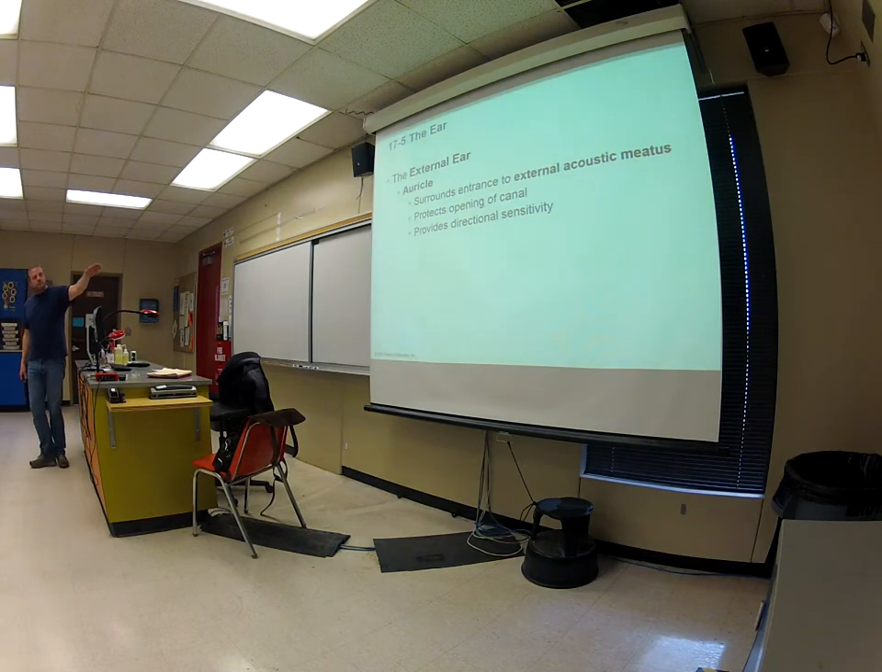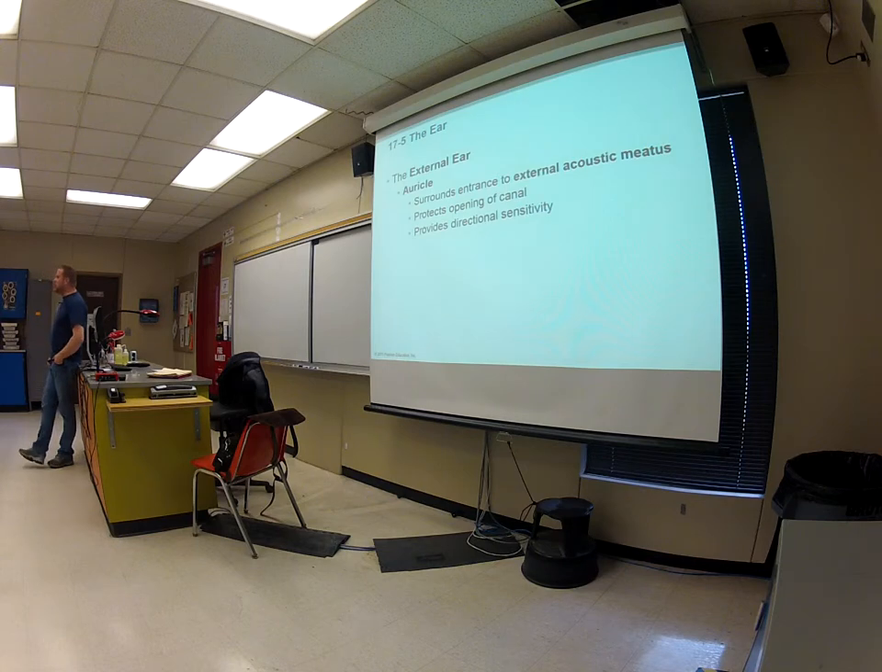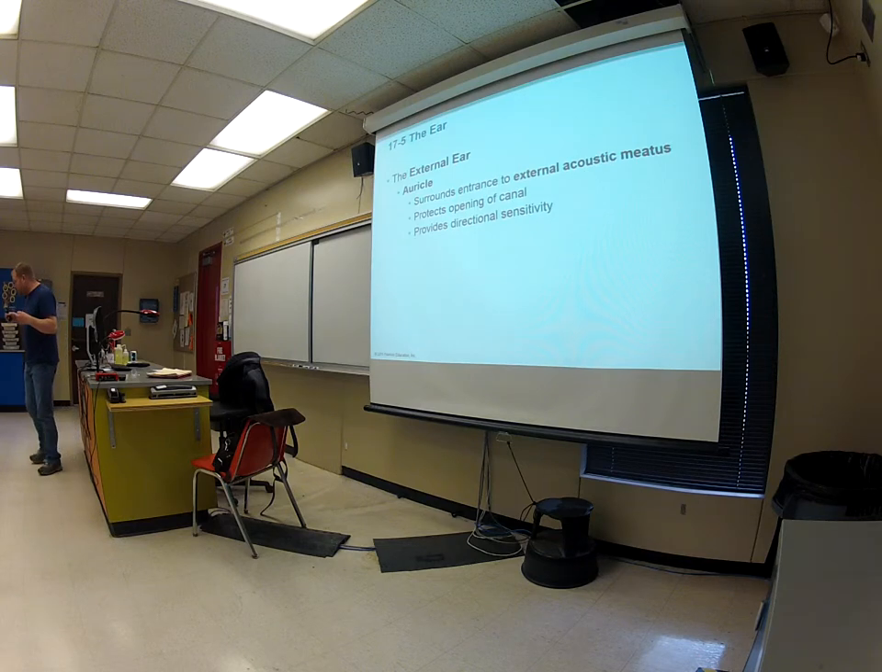All right, so we're in the ear, external ear, auricle. It surrounds the entrance to the external acoustic meatus. Something every single person in here should know. External acoustic meatus. All right, so what does it do? It protects the opening of the ear canal, provides directional sensitivity, so funnel, okay?